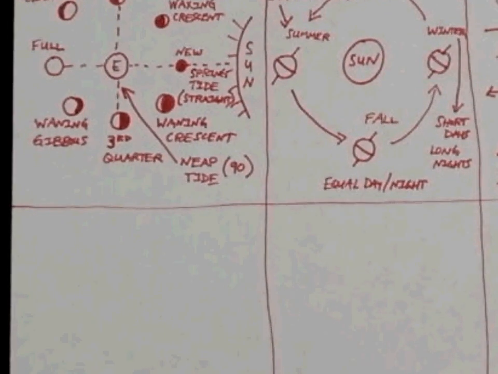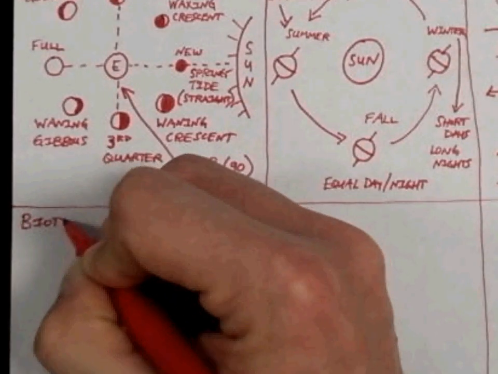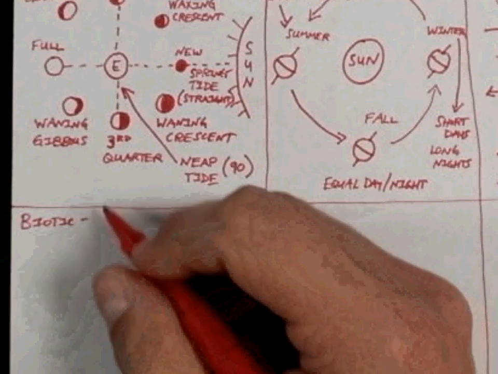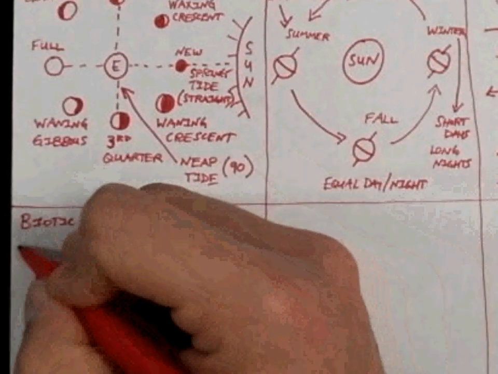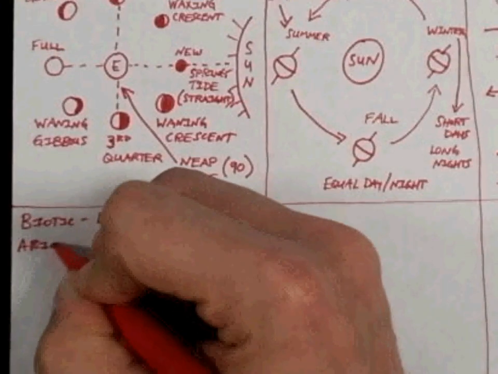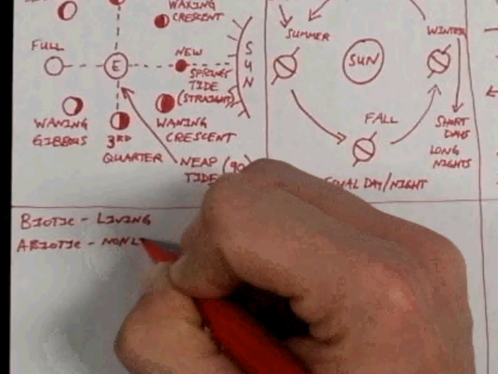All right, first thing I want to hit is biotic and abiotic. And what does that mean? Biotic. Bio means life, so it's just living. And then abiotic, the prefix a, not or non, and biotic, non-living.